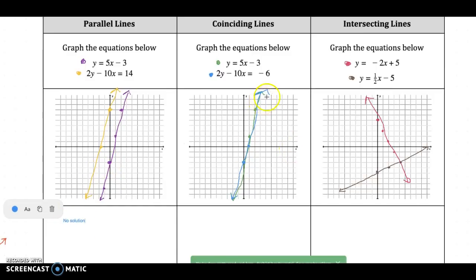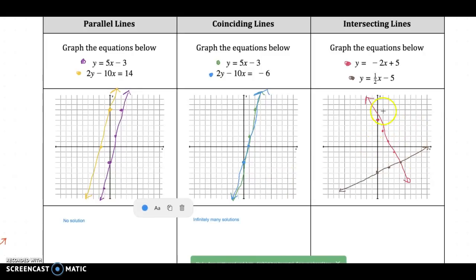Our next one are coinciding lines. So your lines should lie right on top of each other. They should be exactly the same. Well, if we're defining a solution as where it touches, where do these lines touch? Where does the blue and the green line touch? Well, they touch everywhere. So instead of having no solution, coinciding lines are the same line, have infinitely many solutions. They're the same line, they share every point in common.